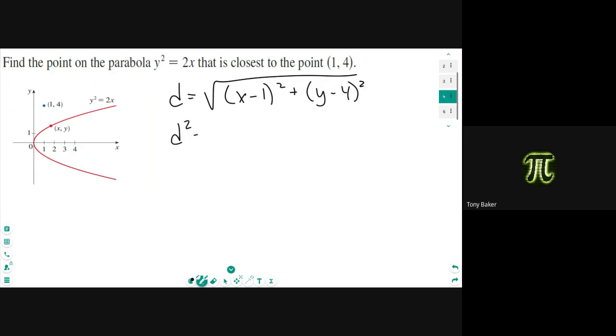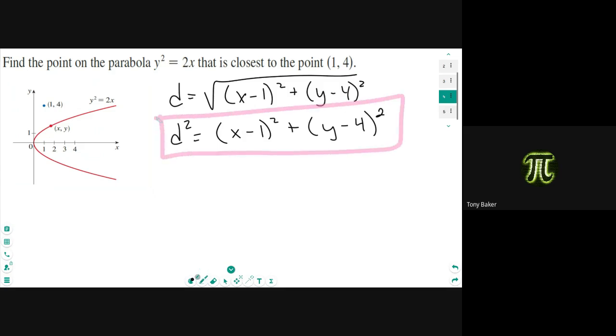Now, I will give you one little hint to make your life a little easier. Minimizing the square distance is the exact same as minimizing the distance. So it saves you having to do the square root problem. So you can work with this equation instead. Obviously, if you don't have to deal with the square root, life's a little easier.